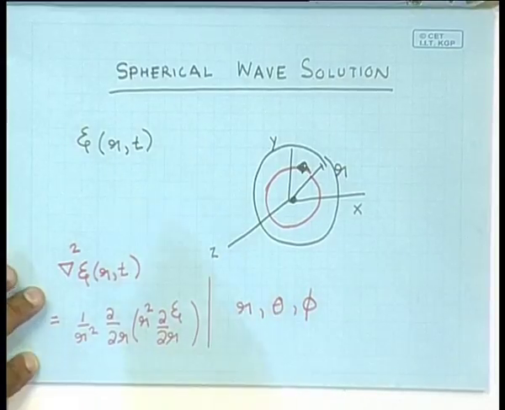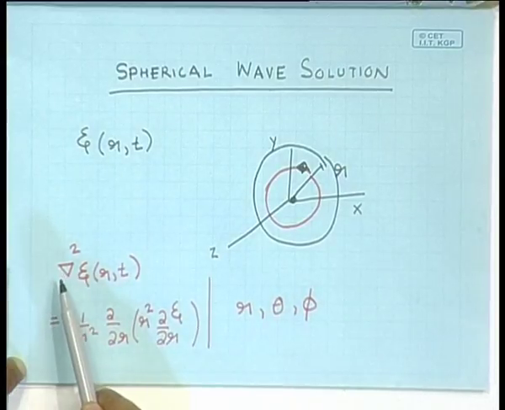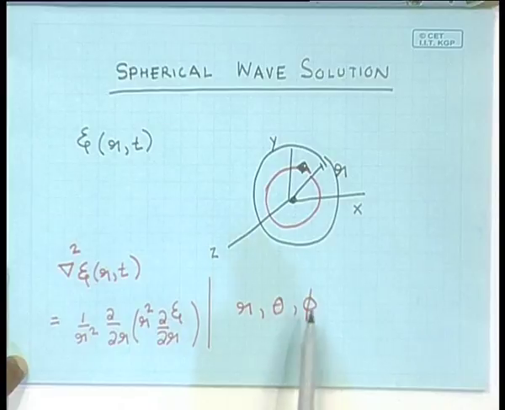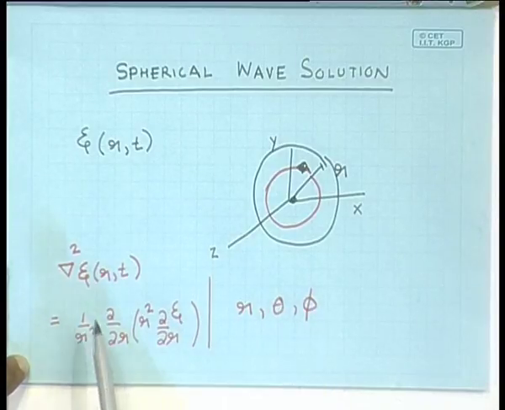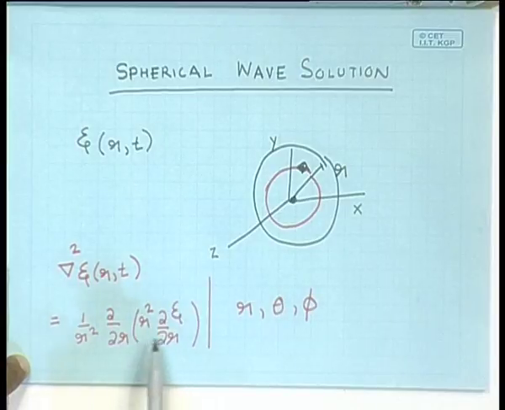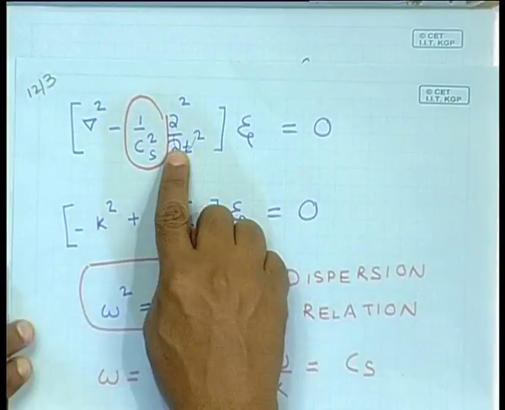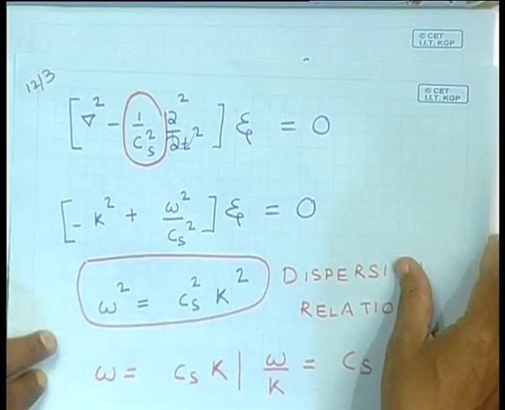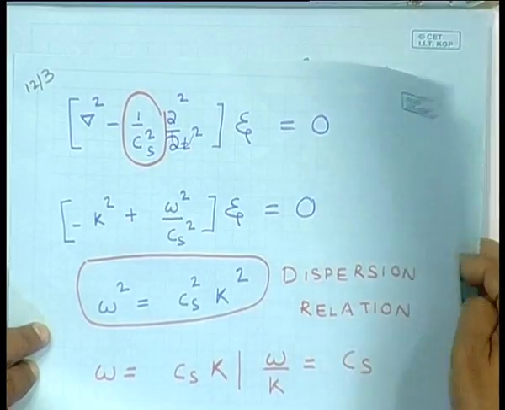So this is the Laplacian written in the spherical polar coordinate system. So you have derivatives not of x, y, z, but with respect to r, theta and phi, and we have dropped the terms involving derivatives with respect to theta and phi. So this is what the Laplacian operator acting on xi becomes. Now we replace this in the wave equation. So the wave equation now reads as follows.